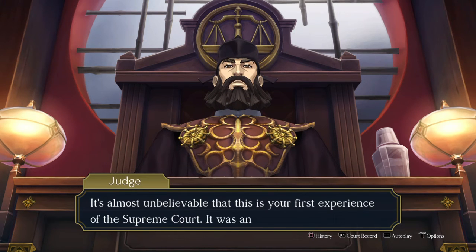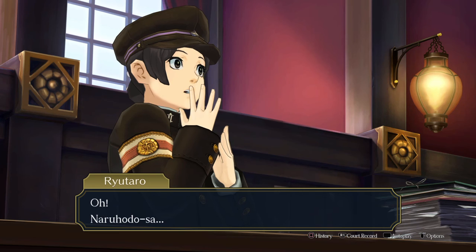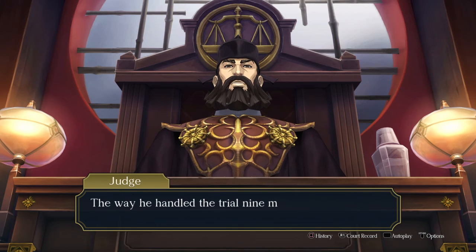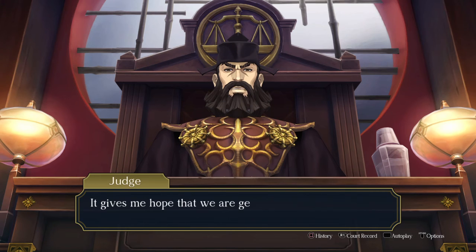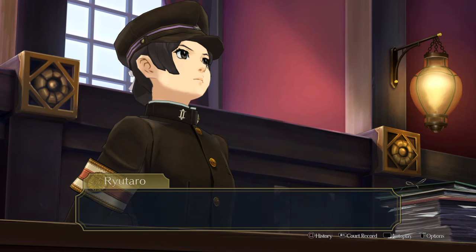It's almost unbelievable that this is your first experience of the Supreme Court. It was an excellent performance. In truth, it very much reminded me of your cousin's exploits. Oh, Naruhodo's... Ryunosuke, you mean? The way he handled the trial 9 months ago, and the way you handled this one, it gives me hope that we are genuinely entering a new era of justice in this land. That's very flattering, Your Excellency. Thank you.